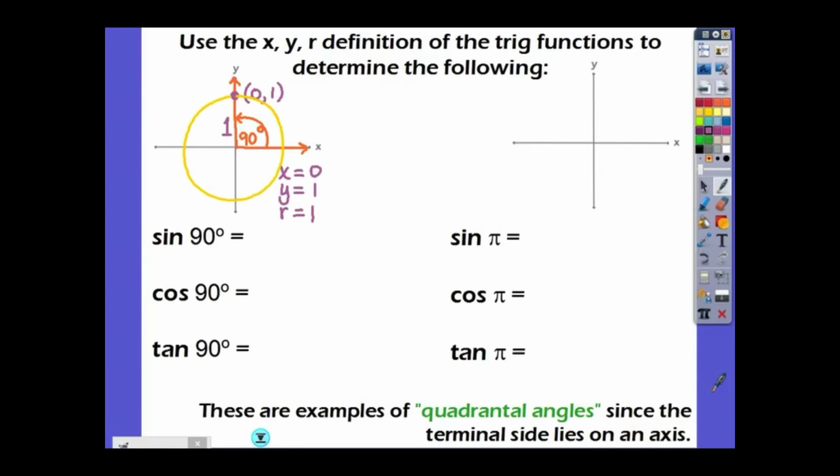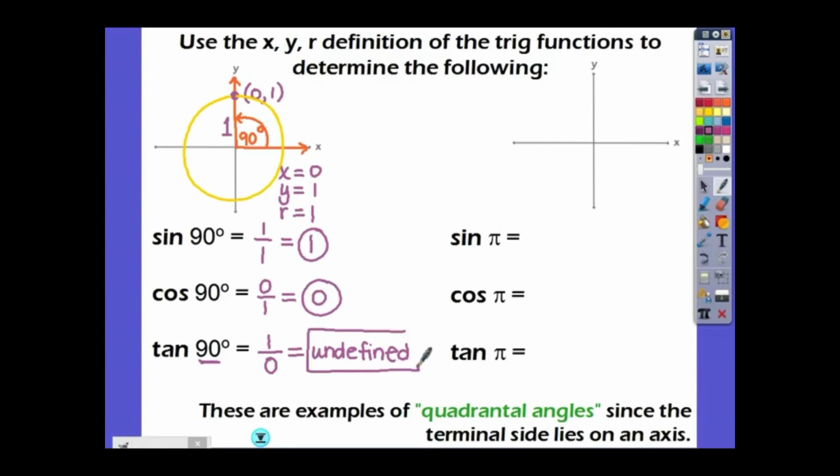But that's all there is to it. If you can get an x, a y, and an r on the terminal side of your angle, you can throw out these answers like nothing. Sine is y over r. Sine of 90 degrees is 1. Cosine of 90 degrees would be x over r, 0. Tangent of 90 degrees would be y over x. 1 divided by 0 is undefined. So even if you tried to type tangent of 90 degrees into your calculator in degree mode, I think it gives you an error. It's undefined.